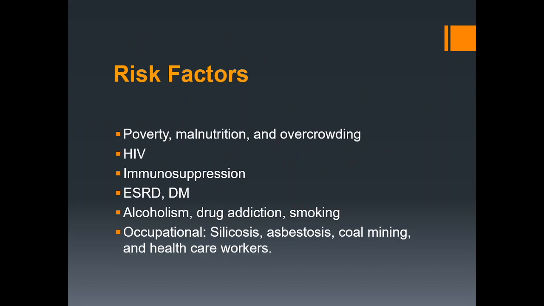Who is at risk of developing tuberculosis? Worldwide, poverty, malnutrition, and overcrowding are probably the major risk factors for tuberculosis. HIV is a risk factor, as well as immunosuppression by drugs like corticosteroids, or diseases like hematological malignancies, head and neck malignancies, end-stage renal disease, and diabetes. Alcoholics, drug addicts, and smokers are at risk of developing tuberculosis. Certain occupations like silicosis, asbestosis, coal mining, as well as healthcare workers, are at risk because of exposure to tuberculosis patients.